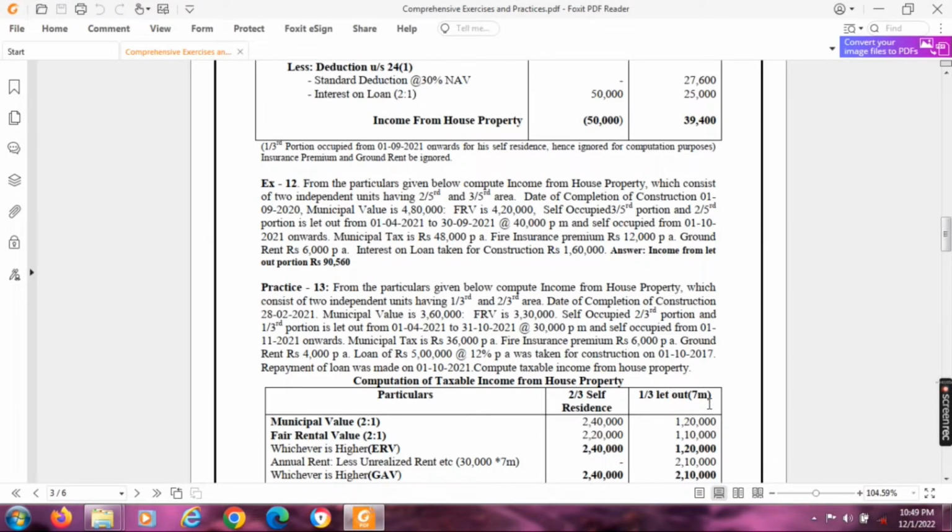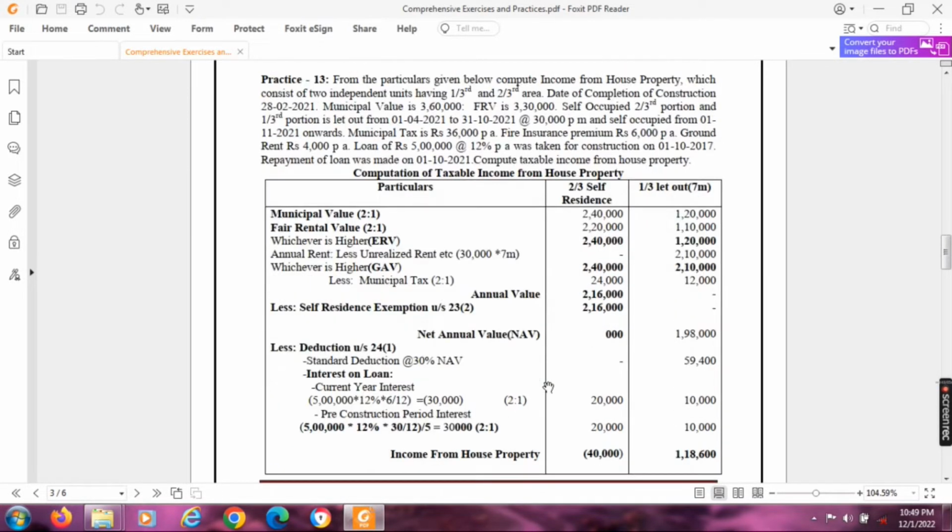Now see practice 13. From the particulars given below, compute income from house property, which consists of two independent units having 1/3 and 2/3 area. Date of completion of construction is 28/2/2021. That is, January, February, March is the closing of the year. So 2021 will be that accounting year. So 2021 is the year of completion of construction. That year will not be accounted while computing interest on the pre-construction period calculations.